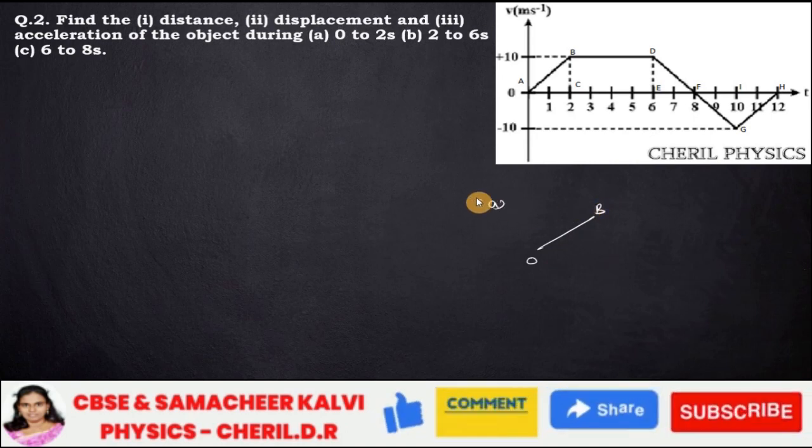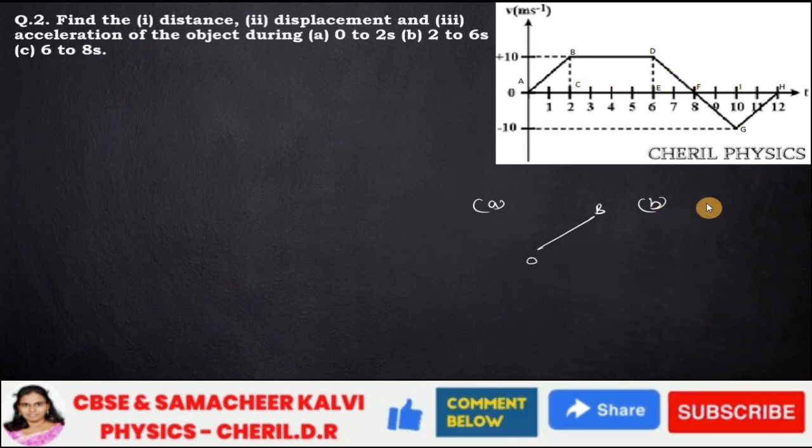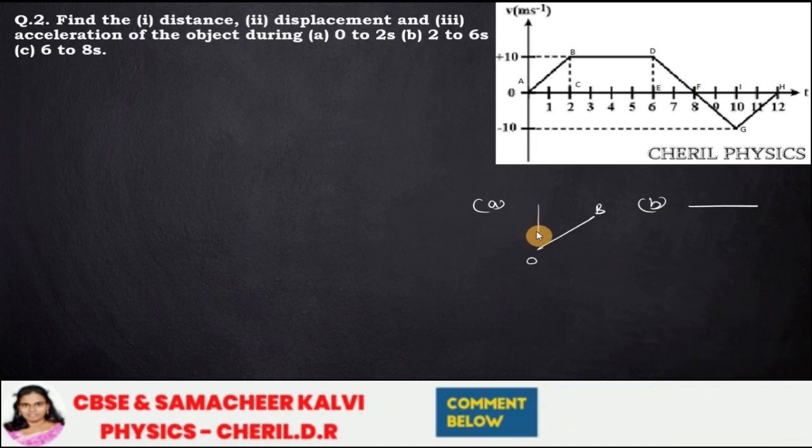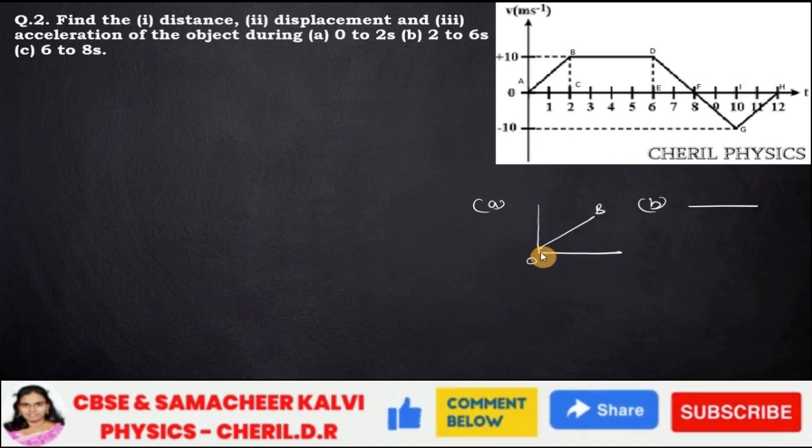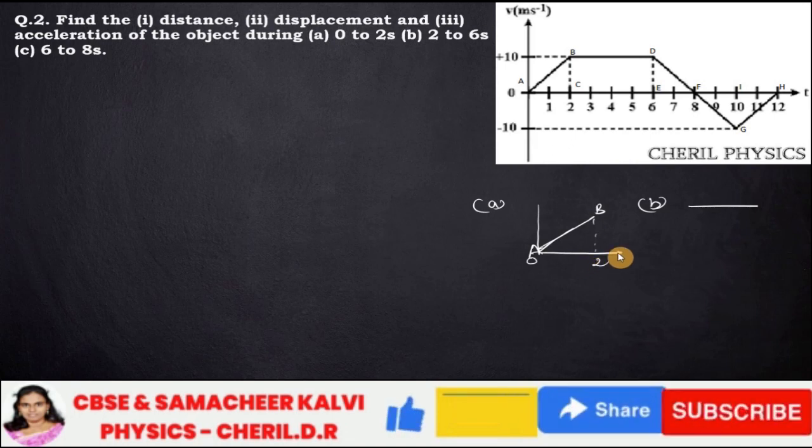OB is for 0 to 2, and then for 2 to 6. For 2 to 6, what is the slope? Okay, so for this I can call it OB. And AB, it is 0 to 2 seconds.